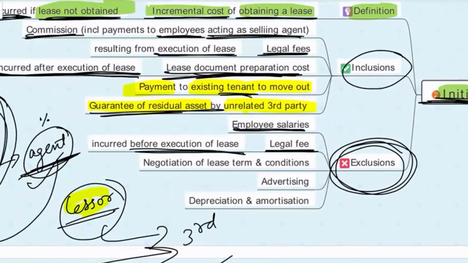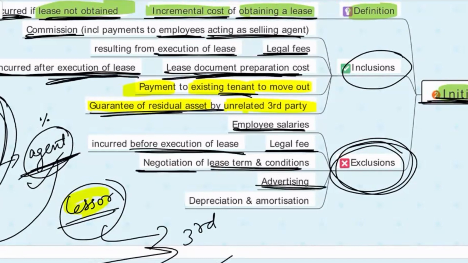But still, for some paperwork, you have hired some legal person and incurred some legal fees, and all of that will not get included. Only after the execution of the lease, whatever lease legal fees you are paying out, only that will be included in your initial direct cost. So if there is some negotiation of lease terms and conditions, and you're paying some cost for that, neither will that be included. Advertising cost will also not be included.